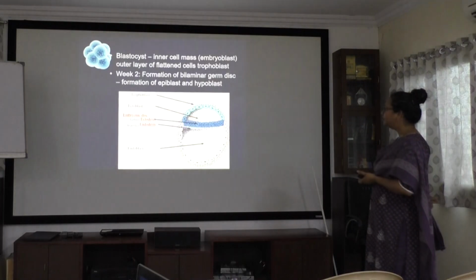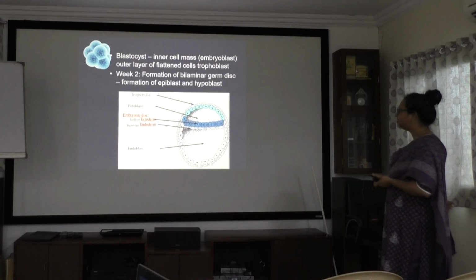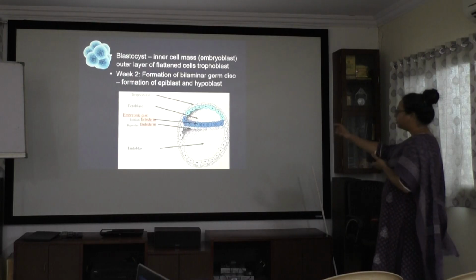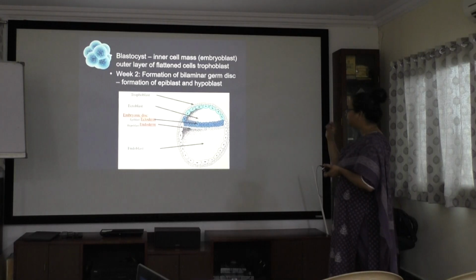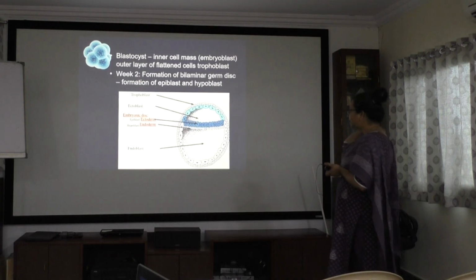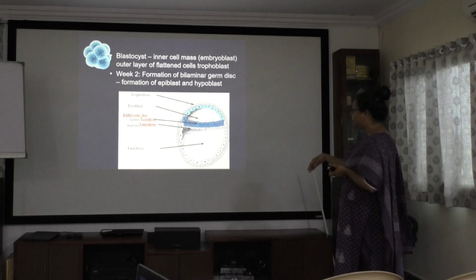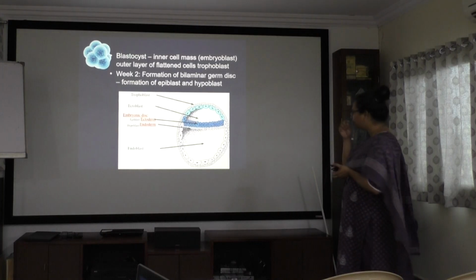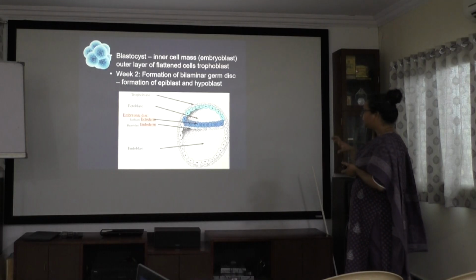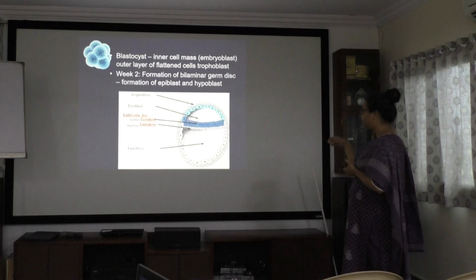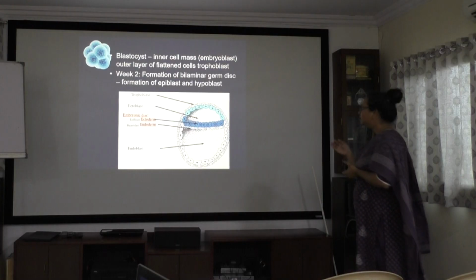Formation of germ layers. Once the blastocyst is formed, with the inner cell mass embryoblast and the outer layer of flattened cells of trophoblast, the free end of the inner cell mass cells become cuboidal and are arranged as a straight line forming the hypoblast towards the blastocele side. Then the cells on the other side arrange themselves into a straight line of cuboidal cells. These are called the epiblast. Formation of the bilaminar germ disc happens.